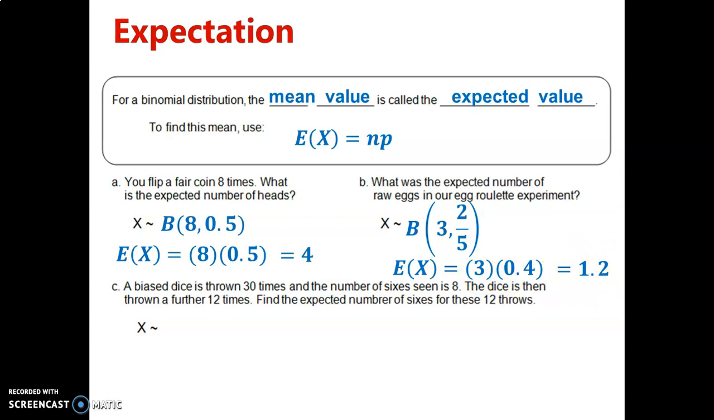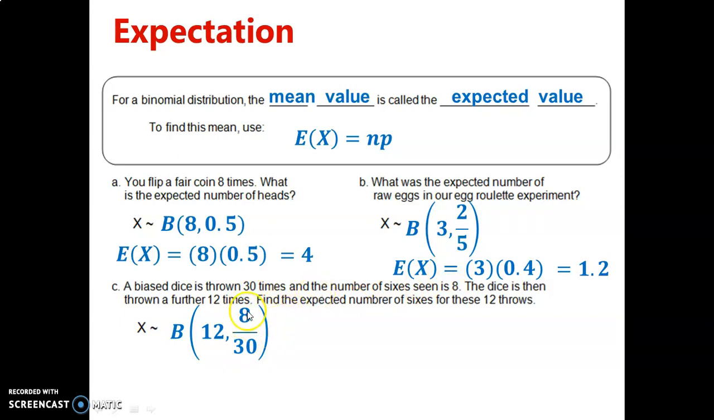Try the third one there, part C. Okay, in C, we have a biased dice thrown 30 times. We have a binomial distribution with 12 throws, because it tells us that here. And the number of sixes is said to be 8 out of the 30. So 8 out of the 30 is the probability of getting a 6.